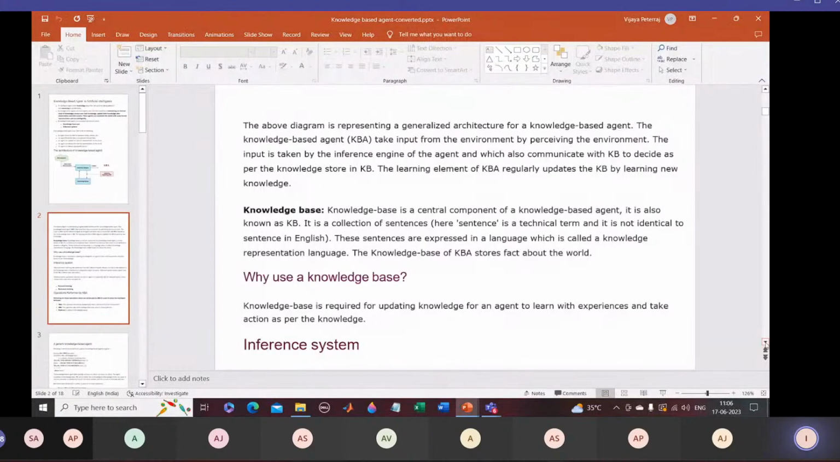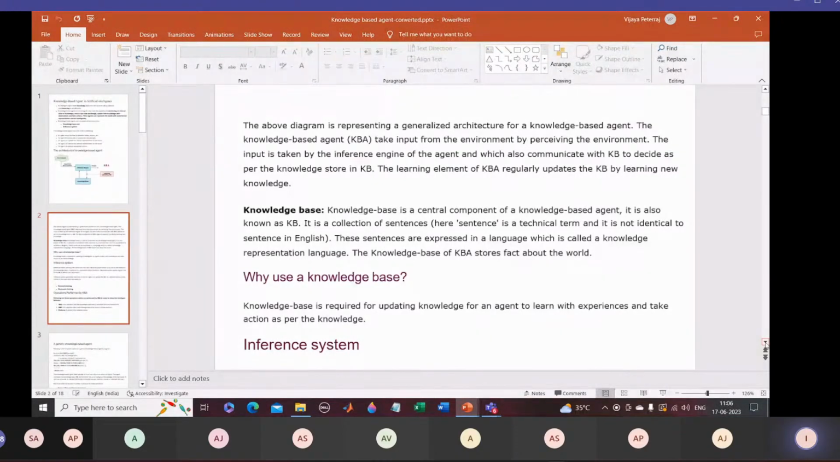Able to see the screen clearly? Yes, ma'am. Okay, no? Is it okay? Able to see the screen, ma? Is it visible? Yes, ma'am. Okay, yes, ma'am.